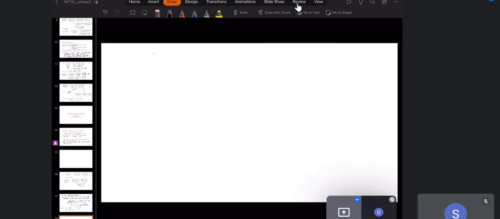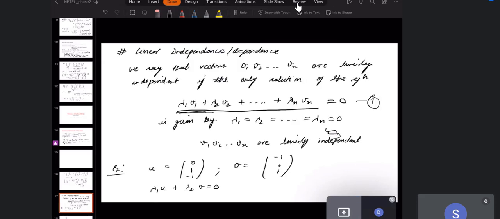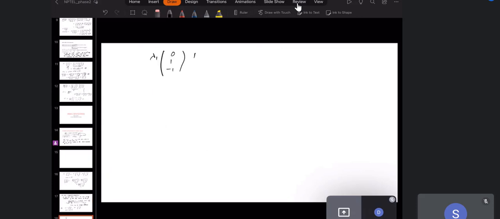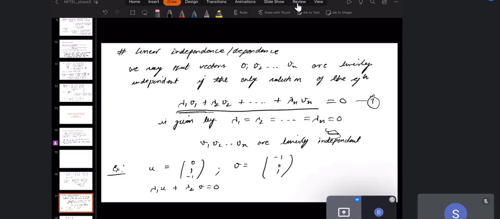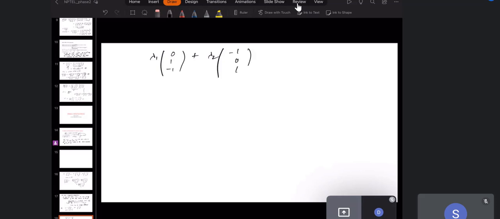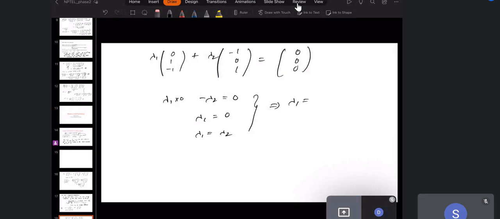So we write lambda 1 times u, which is 0, 1, minus 1, and v is minus 1, 0, 1. Just solve this. The first component is lambda 1 into 0 plus minus lambda 2 is equal to 0. Similarly, we get lambda 1 is equal to 0 and lambda 1 is equal to lambda 2. So the solution we are getting is that both the scalars, lambda 1 and lambda 2, are equal to 0. Hence, it means that u and v are linearly independent.